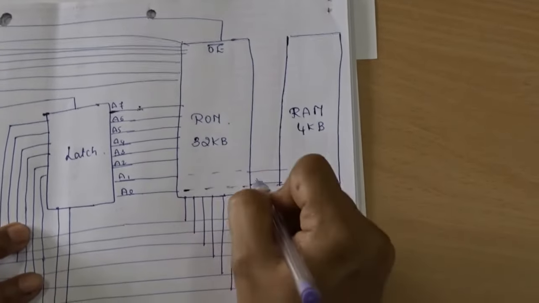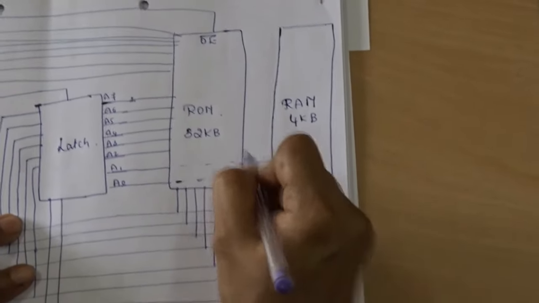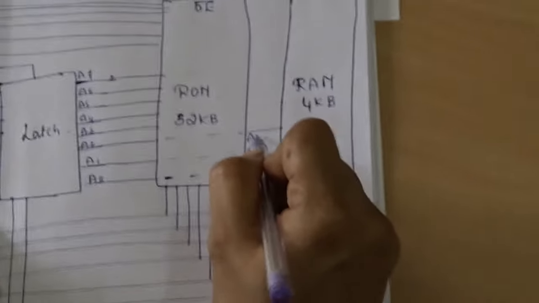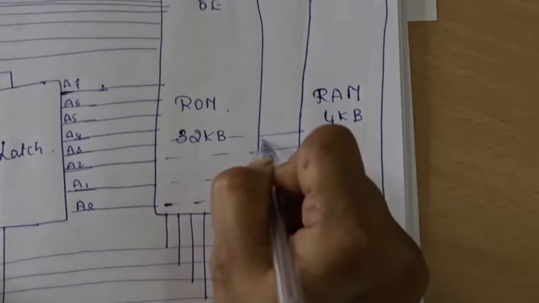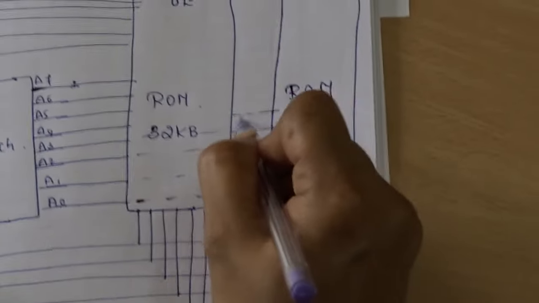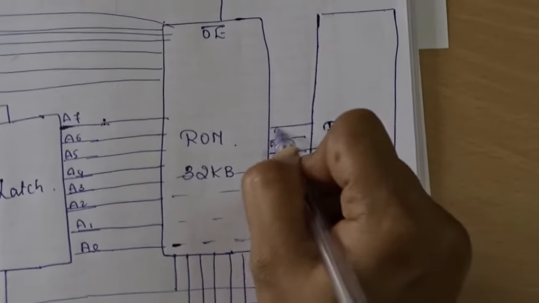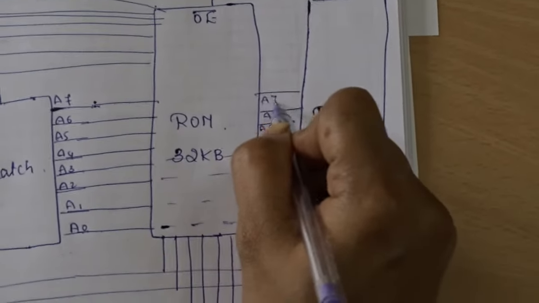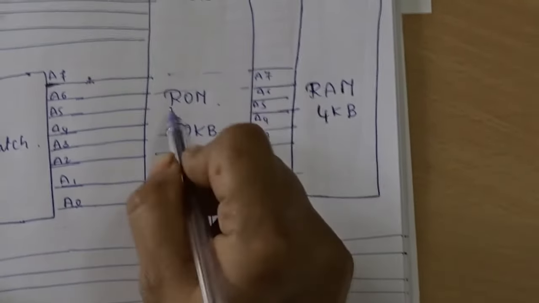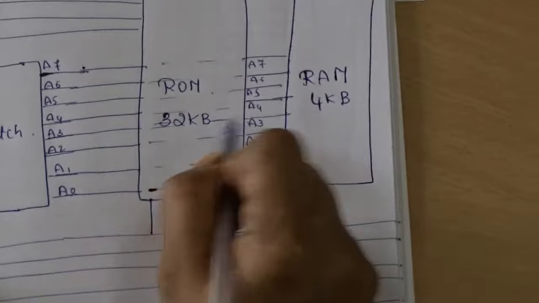Okay, A0, A1, A2, A3, A4, A5, A6, A7. Okay, all 8 lower order address lines we have connected.